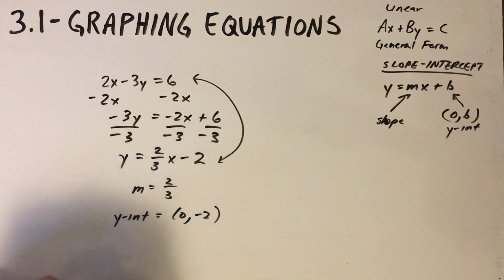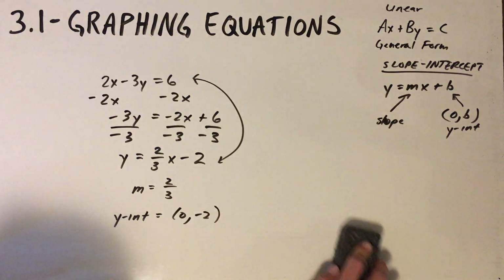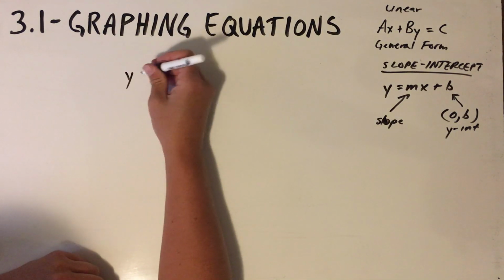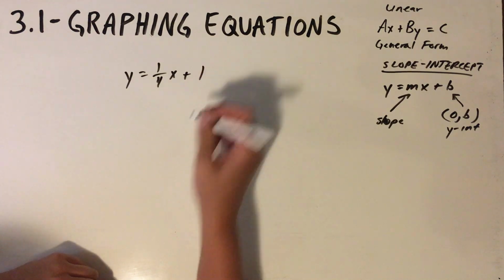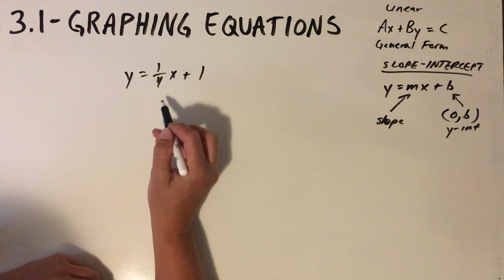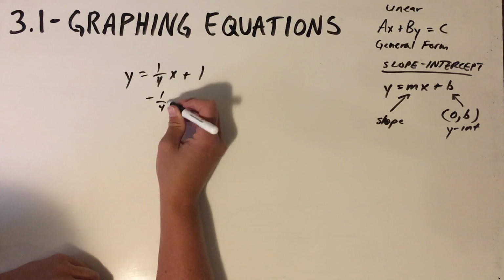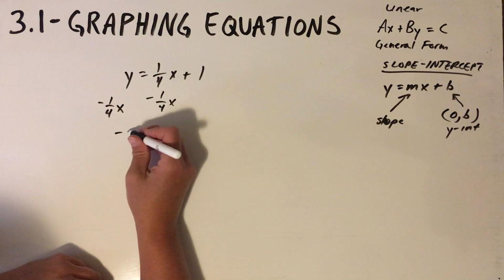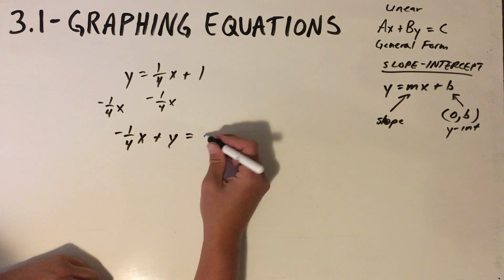And if we want to put it back in general form, if I were to give you a problem that was in slope-intercept form, then we would put the x on the other side. So we would subtract the 1/4 x, and we'd get that negative 1/4 x plus y is equal to 1.